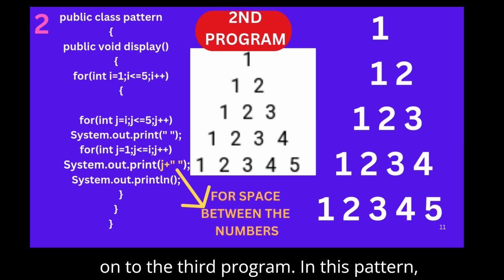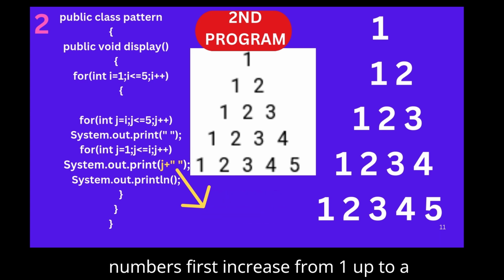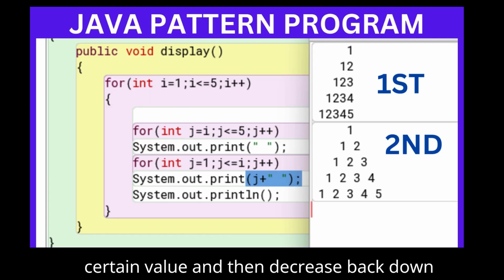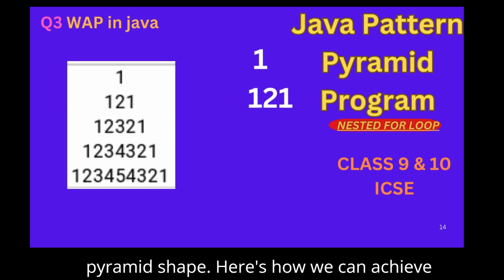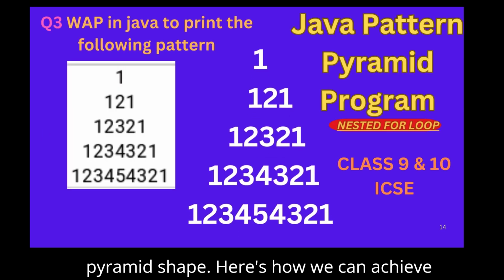Now let's move on to the third program. In this pattern, we are creating a pyramid where the numbers first increase from 1 up to a certain value and then decrease back down to 1, all centered to form a symmetric pyramid shape. Here's how we can achieve this pattern.